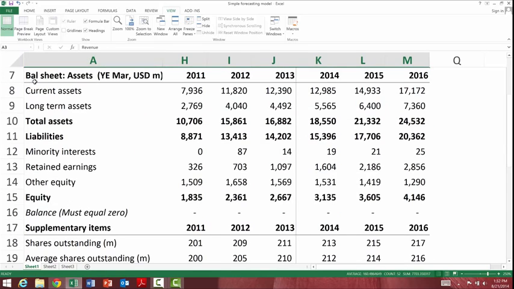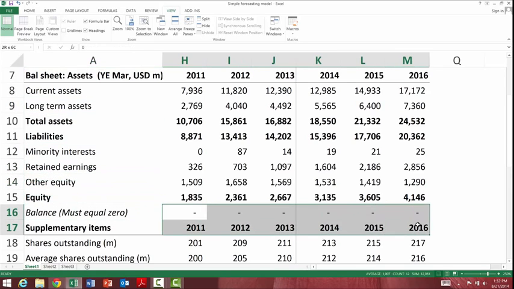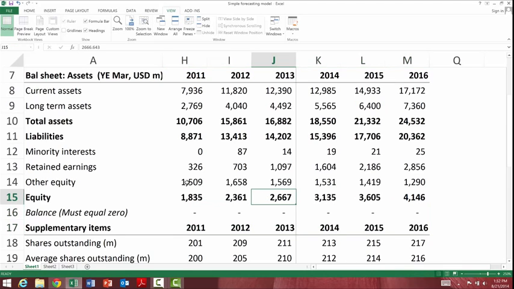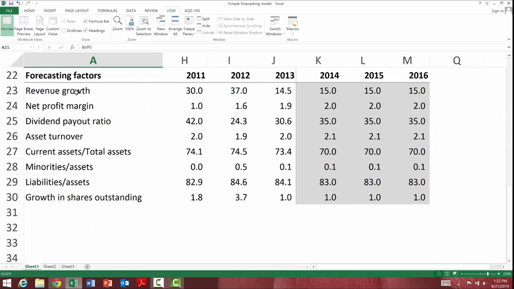In the balance sheet, I've looked at current assets and long-term assets, minorities, retained earnings, and then my balancing item is other equity. Therefore, my balance sheet will balance. And I also look at supplementary items. We need to get the average shares outstanding to get our EPS and book value calculation. And then finally, I have the forecasting factors down below.